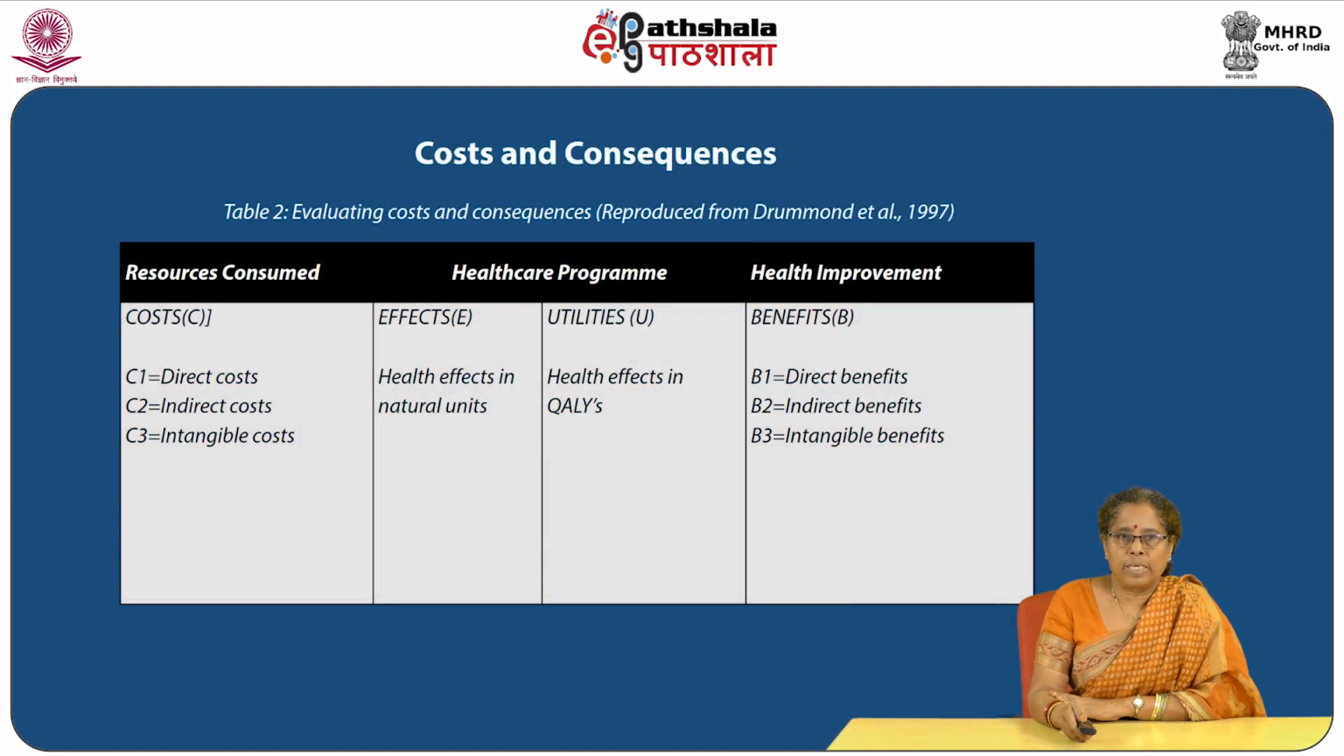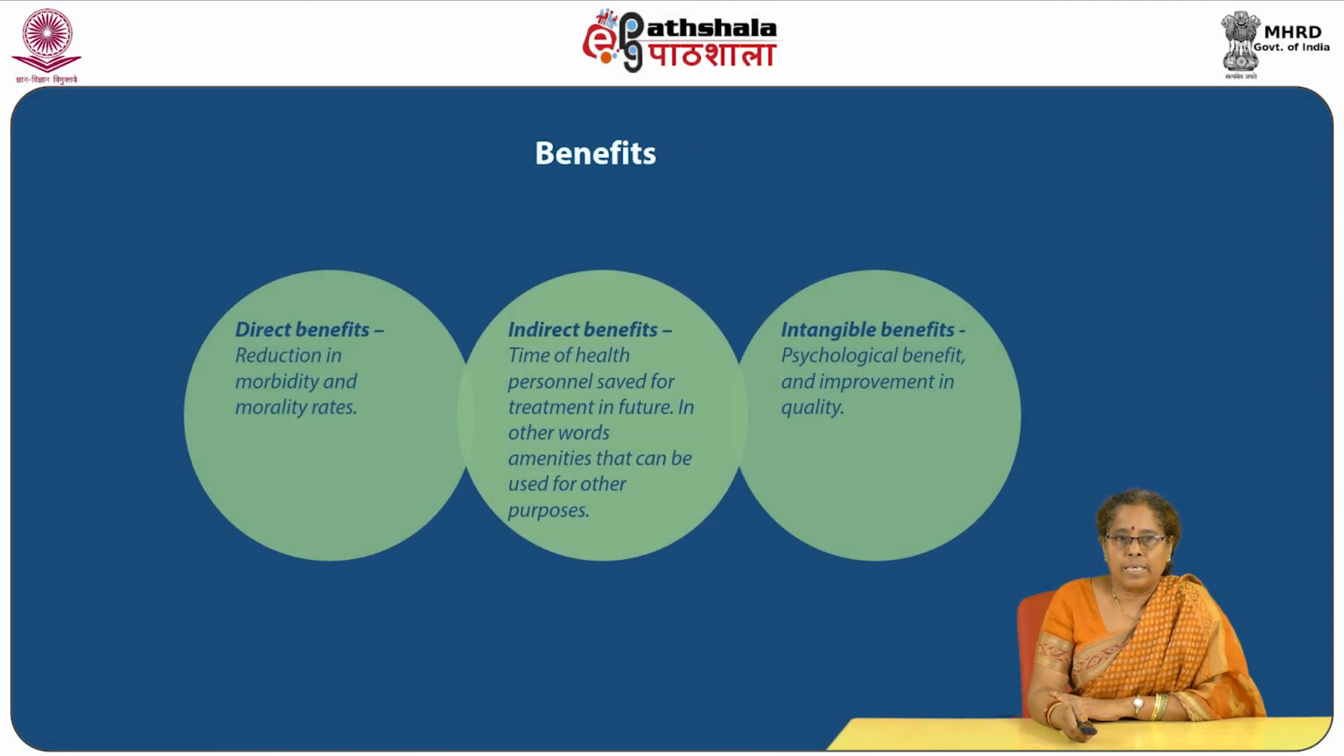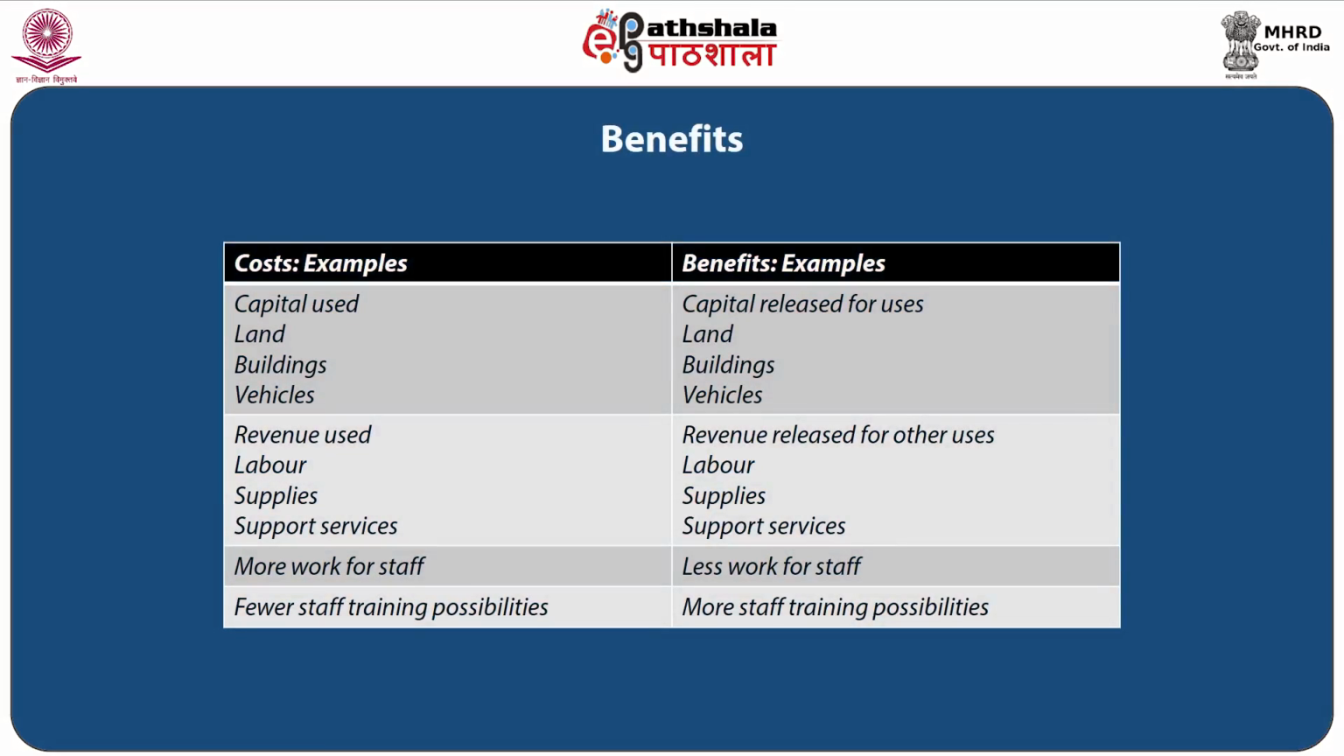Table 2, evaluating costs and consequences, reproduced from Tremont. So the costs here are the resources consumed, and the benefits are health programs, effects, utilities and health manpower, that is, health improvement. Direct benefits: reduction in morbidity and mortality rates. Indirect benefits: time of health personnel saved for treatment in future, in other words, amenities that can be used for other purposes. Intangible benefits: psychological benefit and improvement in quality of life. Examples of costs and benefits are given in table 3.